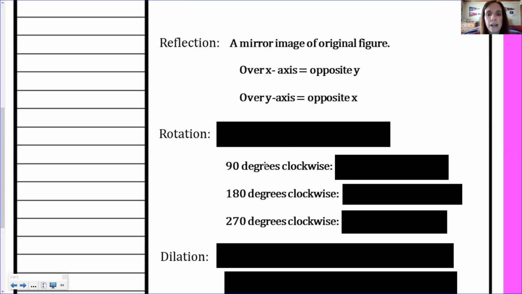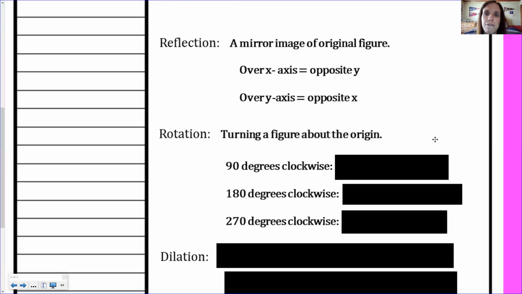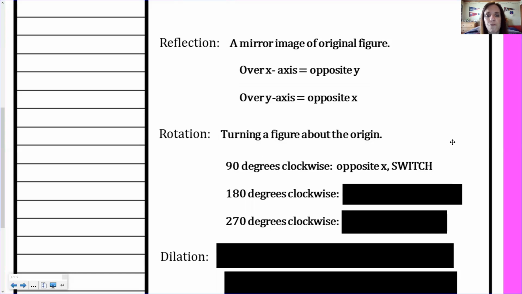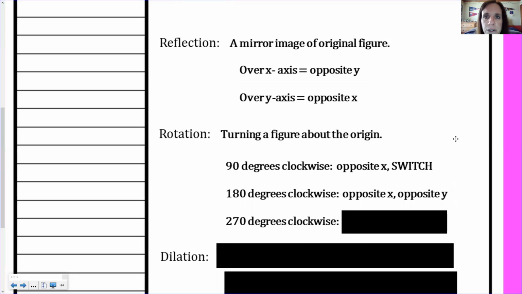Rotations, 3 kinds, and that's turning a figure about the origin. Remember, we talk about going clockwise, 90 degrees clockwise. You take the opposite of your x coordinate, and then you switch the x and y in the ordered pair. For 180 degrees clockwise, you take the opposite of the x coordinate and the opposite of the y coordinate. No switching happens in 180 degrees, just the opposite of x and the opposite of y.